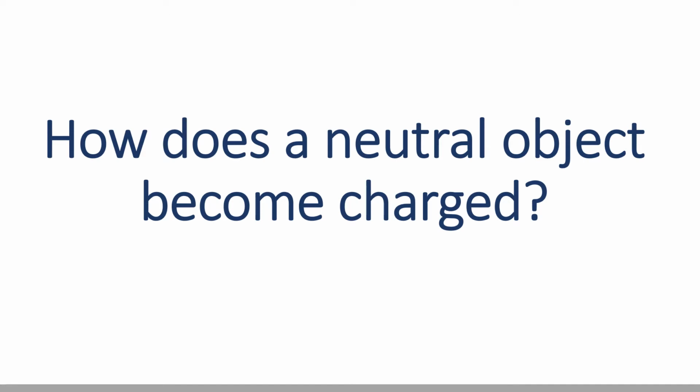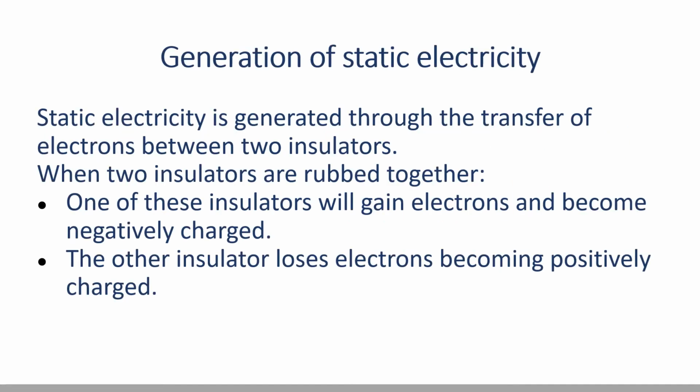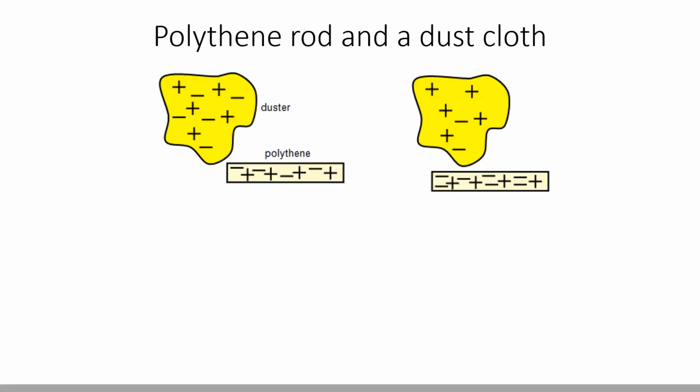How does a neutral object become charged then? So static electricity is generated through the transfer of electrons between two insulators. When they're rubbed together, one of the insulators gains, one of them loses. So, for example, a polythene rod and a duster.